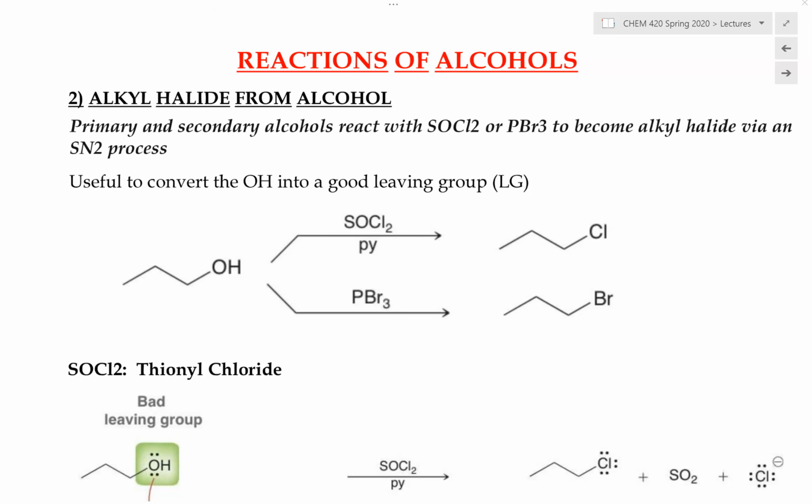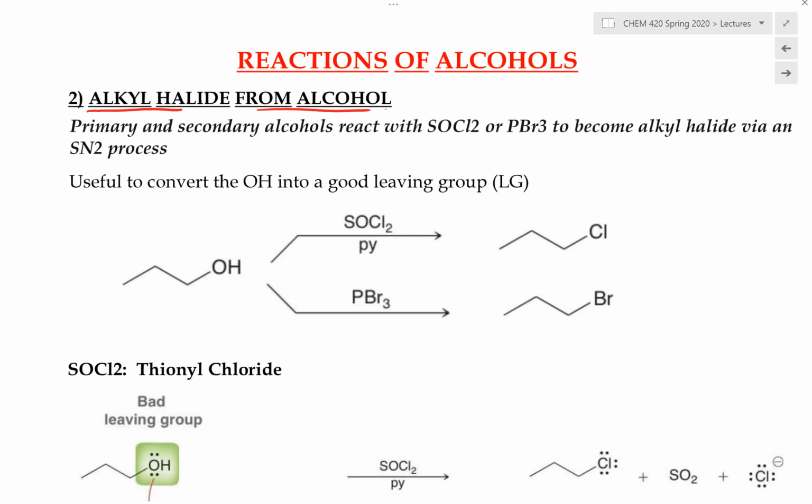Hi, in this lecture video, I'll be discussing one of the reactions of alcohol, and this is the reaction that can be used to change an alcohol into an alkyl halide. Now, there are a variety of ways we can change an alcohol into an alkyl halide. For example, the hydrohalogenation reaction of an alcohol.